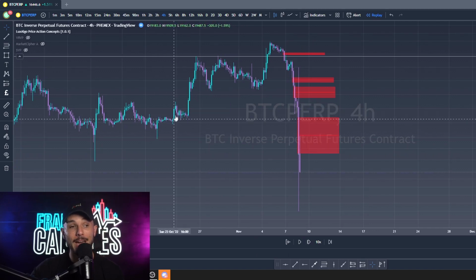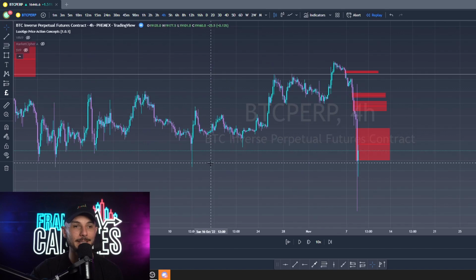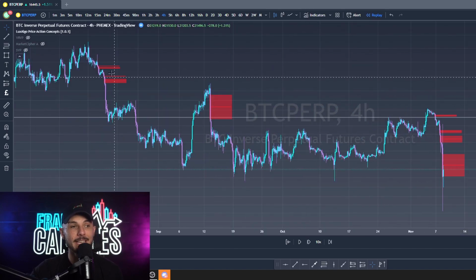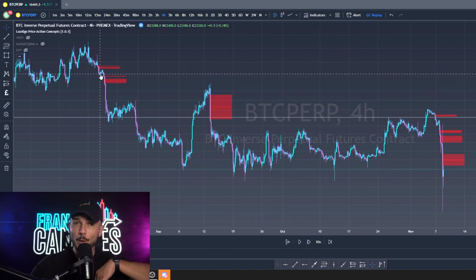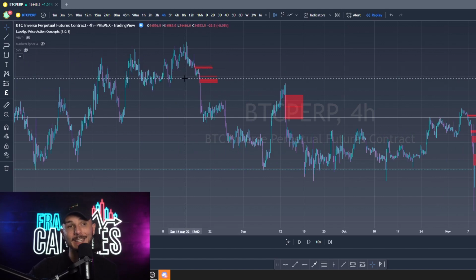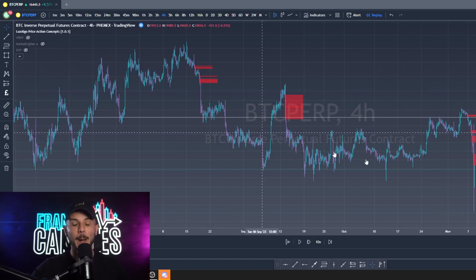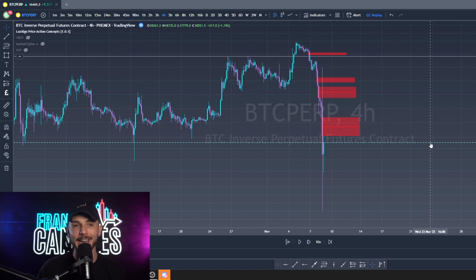Because you had all those gaps and you were expecting price to come down and fill them. But you can see these didn't get filled, so they don't always get filled right away. These might not get filled until weeks or months later. But this is just another thing you can look at, especially since you can use it on any time frame, and it just gives you a better idea.